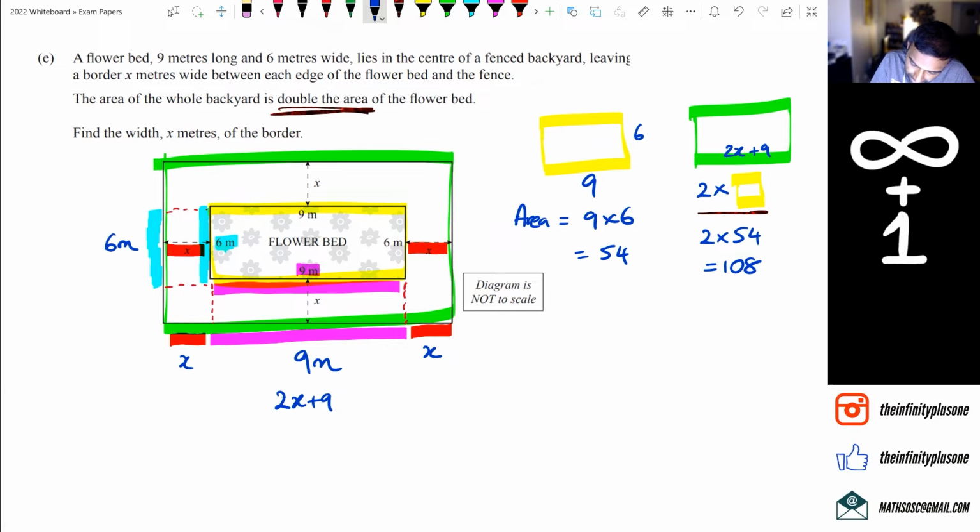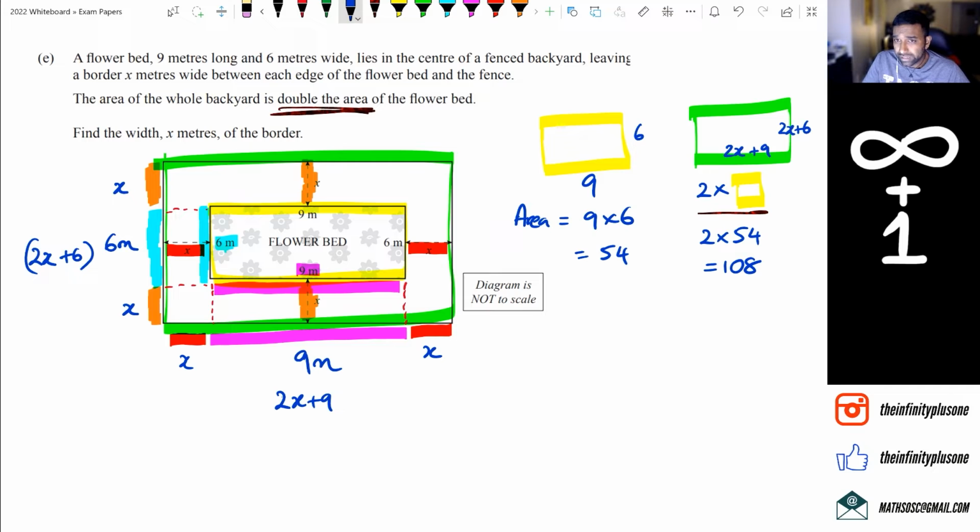The next thing is we're going to have this x here, which is what the border is. That's this part right here. And we've got another x, which happens to be here, matching up to the height of the green rectangle. So in this case, we've got x here, x here. What do we've got? We've actually got 2x plus 6. So 2x plus 6 happens to be the height.